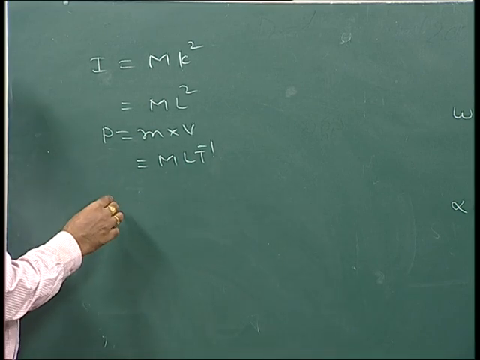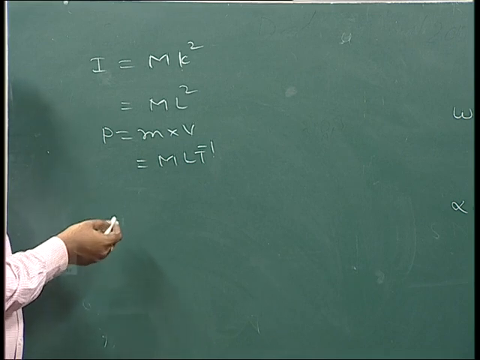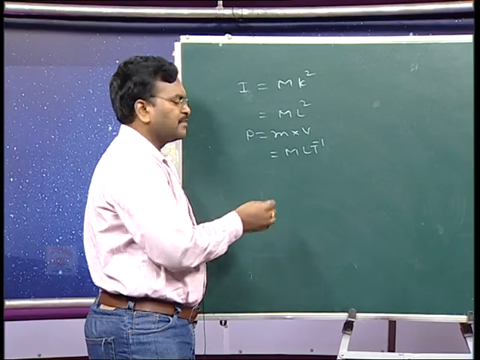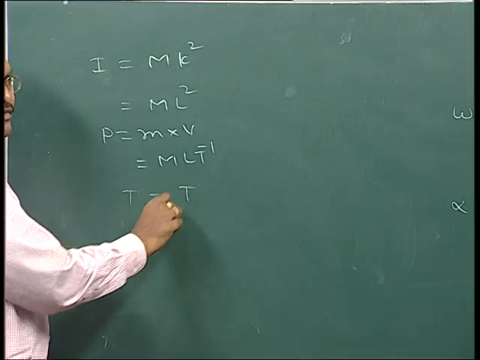And also, next one, time period. Time period means what? Time period is nothing but time. So the dimension formula for time period is T only.